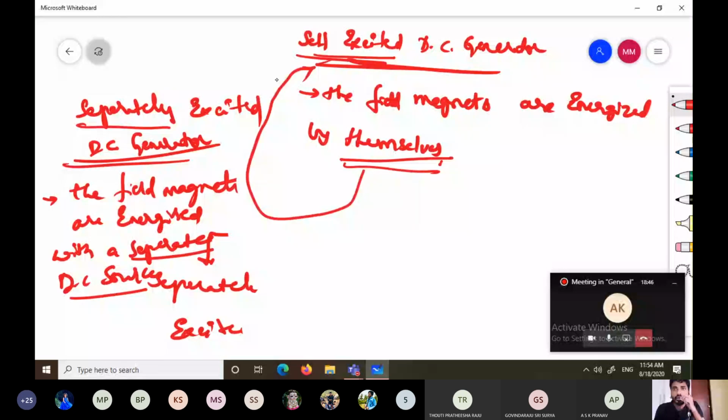Okay. So this is about self-excited. Now we'll see the classification of self-excited DC generators. Can I erase this? Up to now clear? Any doubts?